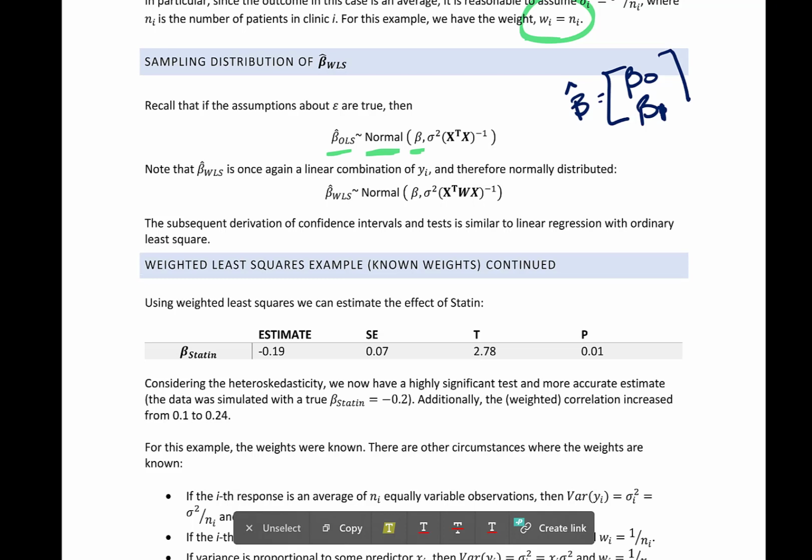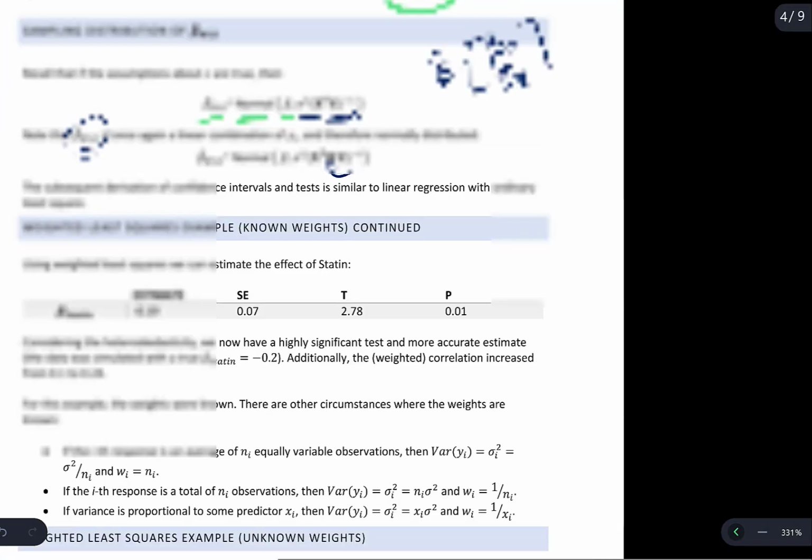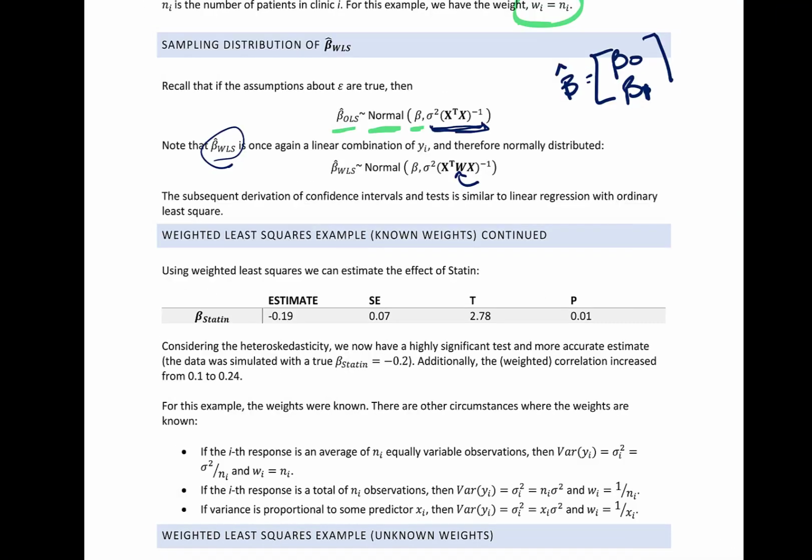And then we've seen this previously, that here is the variance for that estimator. Now note that if we look at the weighted least squares, we're still going to have that linear combination of the yi's. It's still going to be normally distributed, but the difference is now that weight is going to be incorporated. And notice that the weight here is really what distinguishes these two from one another. And then it ends up that since those are in a similar form, the derivation of confidence intervals and tests are very similar to what you saw in linear regression with ordinary least squares.